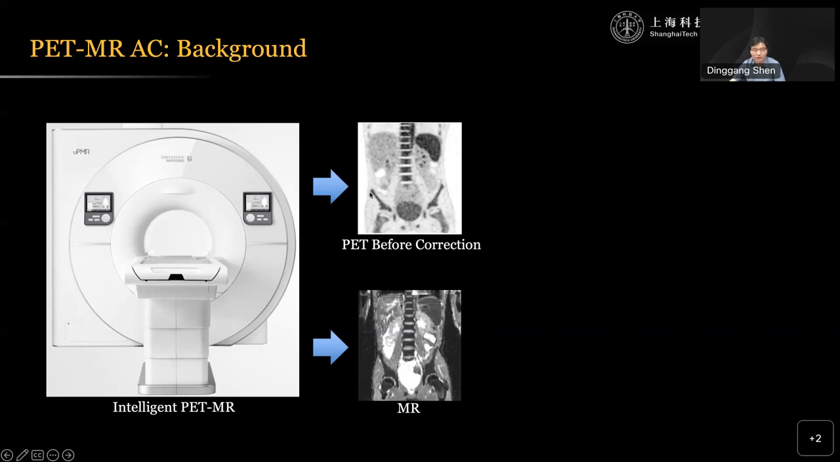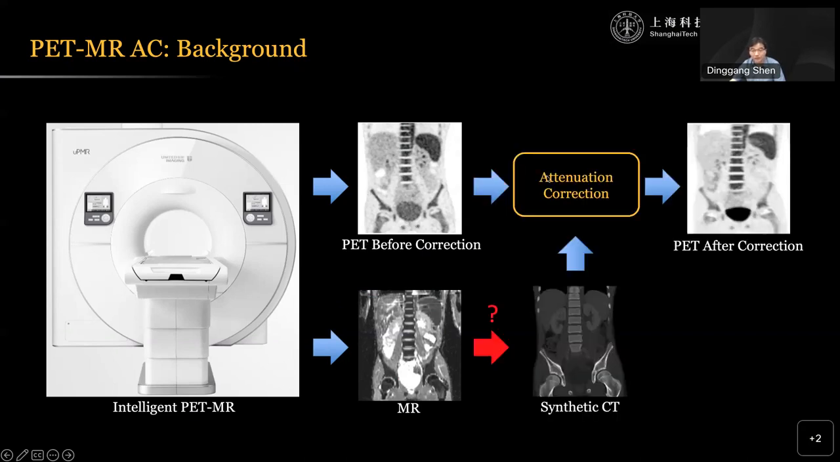So of course, if we want to do the attenuation correction for this raw PET, we have to use the CT images, because CT can provide a density for each part of the human body. Then this information can be used to do the PET attenuation correction, and you can get PET images after correction. So the issue here is, when we have the PET/MR image, how can we synthesize the CT image from the MR image? And then this synthetic CT image can be used for attenuation correction. So this is the main idea.